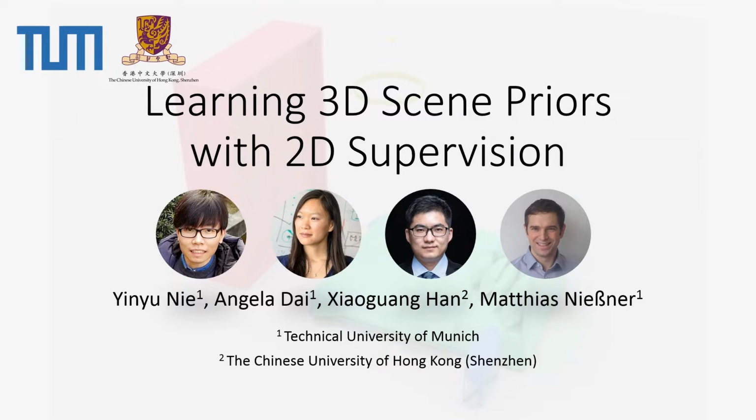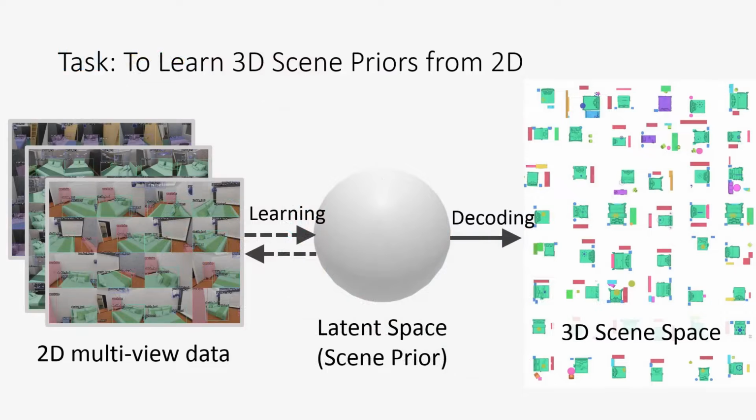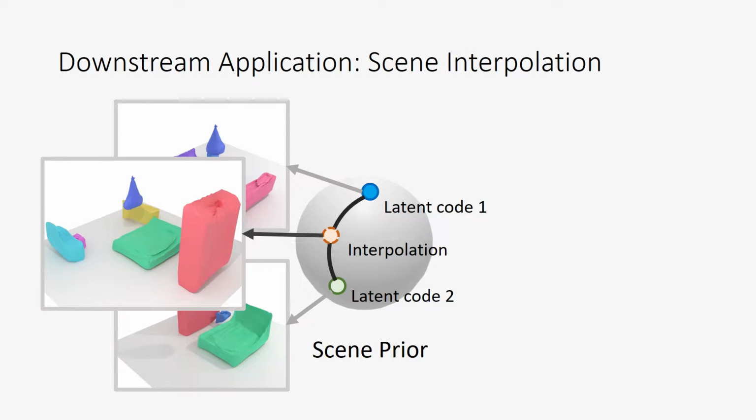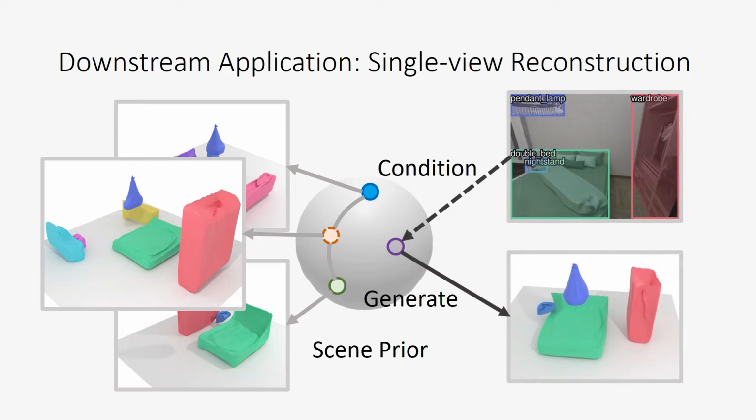We present a new approach to learn 3D scene priors with 2D supervision. Without requiring any 3D data, our method learns both semantic and geometric scene priors from multi-view RGB images. We represent a 3D scene as a latent vector from which we can decode to a sequence of objects characterized by their class categories, 3D bounding boxes, and meshes. Learning such a general scene prior supports many downstream applications, including scene synthesis, scene interpolation, and single-view scene reconstruction.